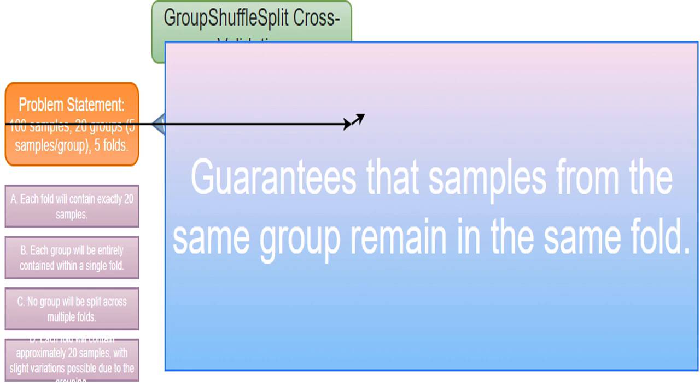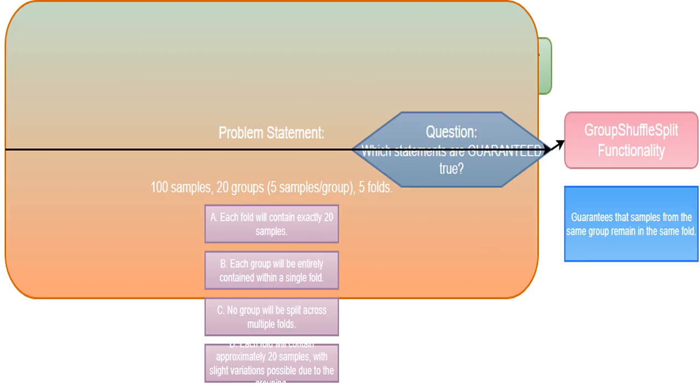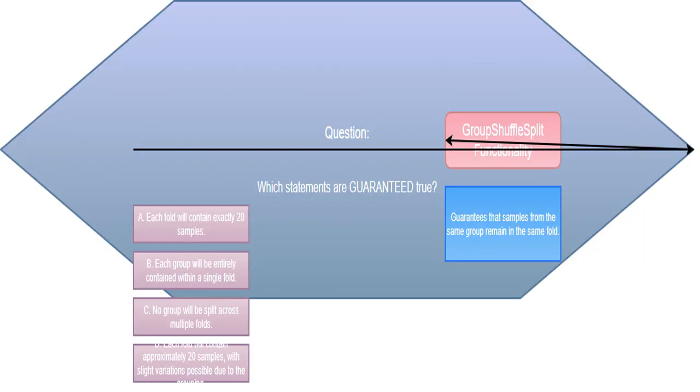We have 100 samples, neatly organized into 20 groups with 5 samples per group. I want to split this data into 5 folds for cross-validation using GroupShuffleSplit. I need to figure out which statements about the resulting folds are definitely true based on how GroupShuffleSplit works.